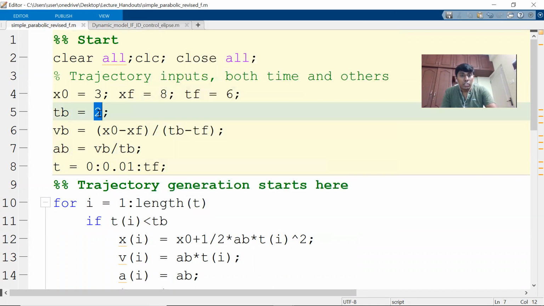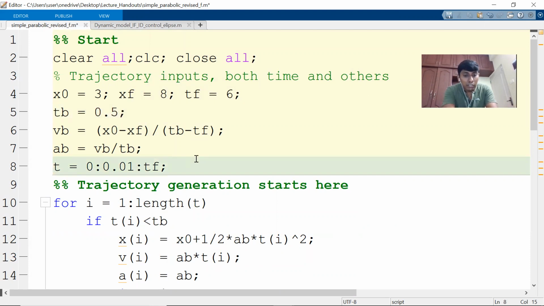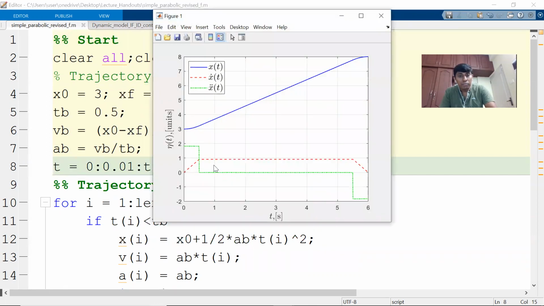In order to make it clearer, I'm giving a very small segment, in the sense you can see how fast it is. So you can see this is constant acceleration, and this is the constant deceleration, where the velocity is obtained in that short period, which is 0.5 second. So after that, you can see it is all a straight line. Further, you can see it starts from 3 and it ends at 8, which is given.